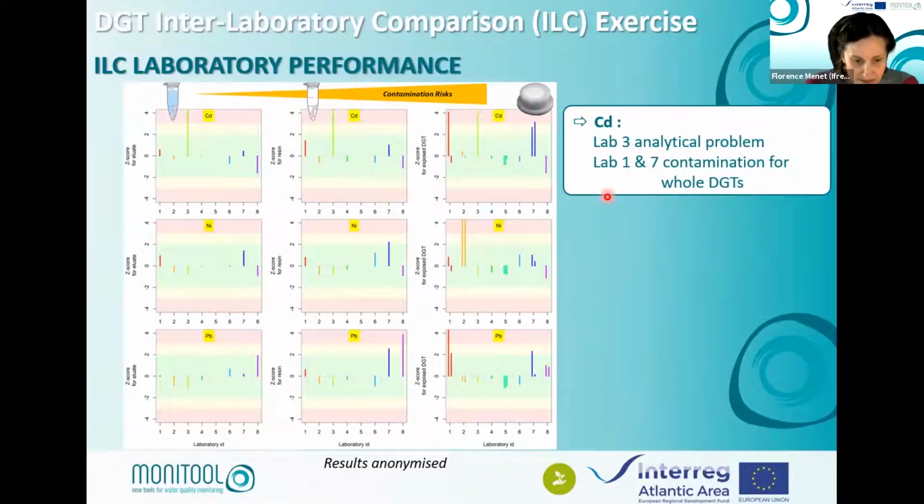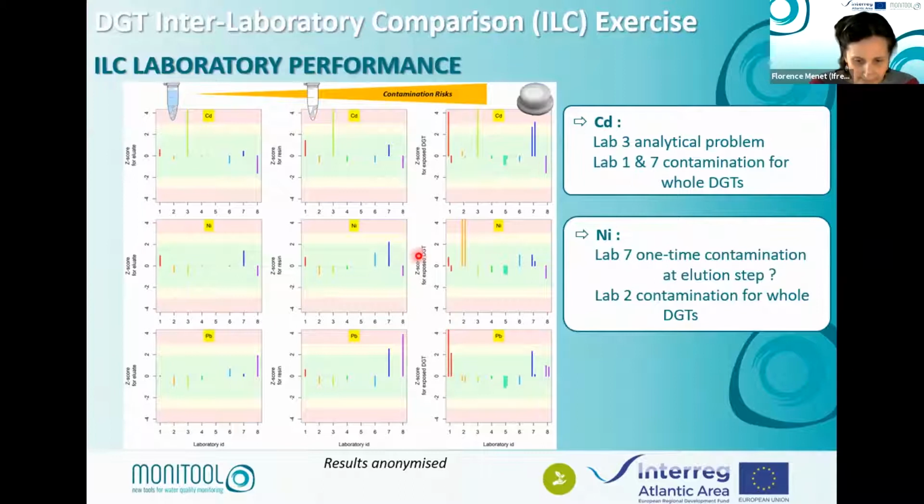And so what we can see is that for cadmium here, clearly, it seems that lab 3 had an analytical problem. All these Z-scores are over 3, which means that there is very much a problem. And for lab 1 and 7, we can see contamination during the whole analysis of the whole DGTs. So there was some contamination, probably during the opening and retrieval steps.